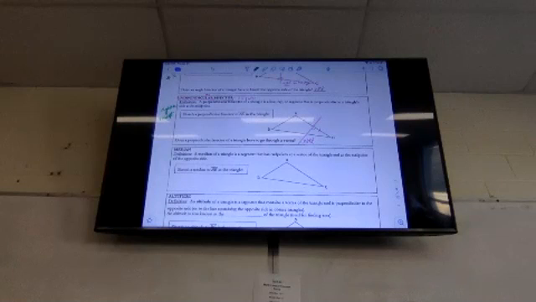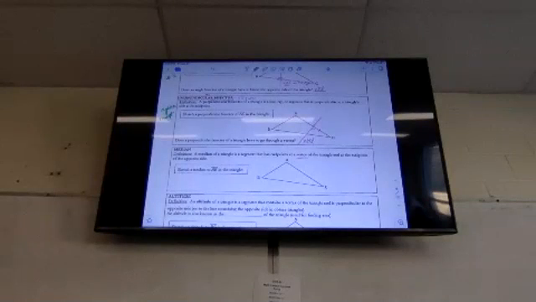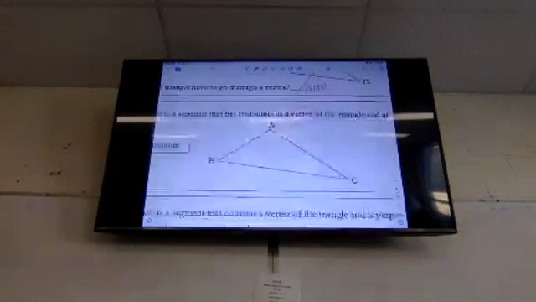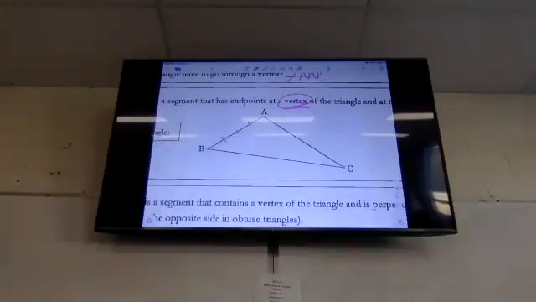A median of a triangle is a little different, but I do like to put it with real people words. It has endpoints at the vertex of a triangle and the midpoint on the opposite side. So it cuts the triangle, not necessarily in half, but it goes through the triangle by going through a vertex and a midpoint. So sketch a median to AB on the triangle. So let's find the midpoint of AB. Put your little congruent marks so I know it's a midpoint. Find C, your vertex, and draw a line between those two.